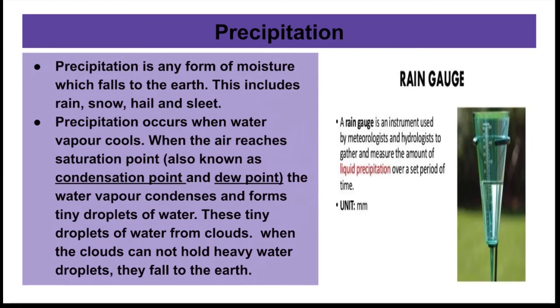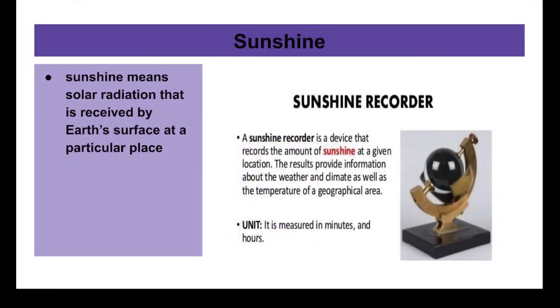When the clouds cannot hold heavy water droplets, they fall to the earth. The rain gauge is used to measure liquid precipitation. The unit of measuring liquid precipitation is millimeter and centimeter.